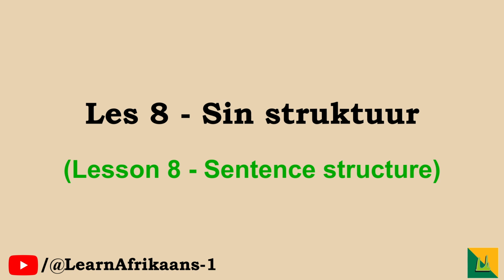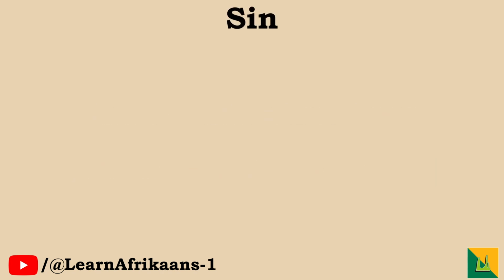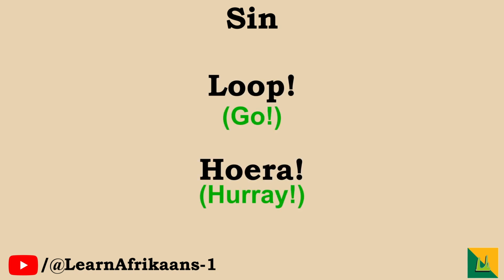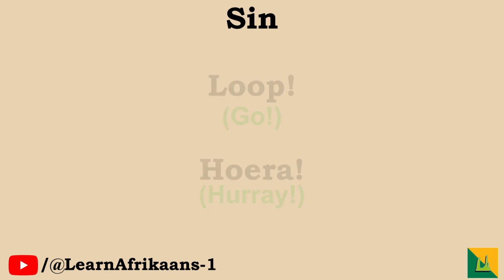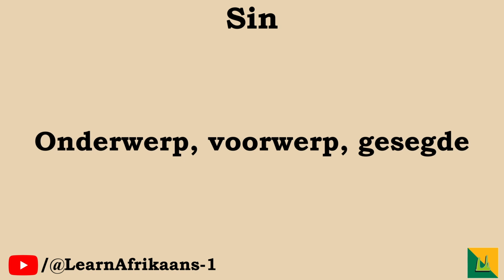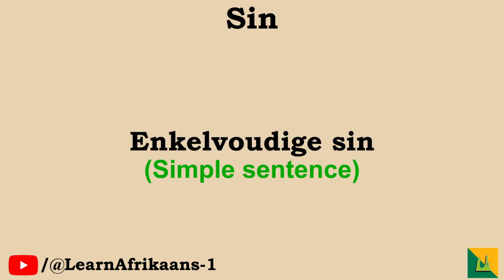Les 8. Struktuur. Sentence structure. In Afrikaans, a sentence can consist of only one word, like for example, loop of hoera. Most sentences in Afrikaans, however, consist of the following three subdivisions: Onderwerp, Voorwerp en Gesegde. In this video, we will only be covering the enkelvoudige sin, the simple sentence.